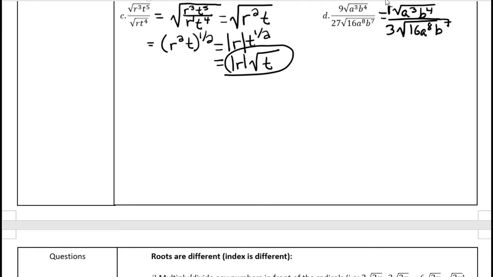Now I can divide under a common radical here. Don't forget that 3 when you do it. So what I'm going to do is I'm going to just kind of leave that 1/3 out there. Just kind of leave it alone. And then focus on the division part.